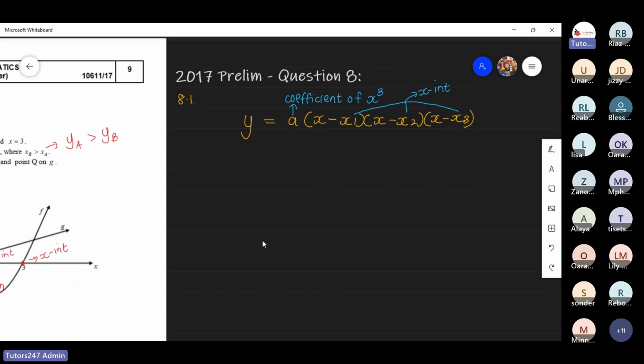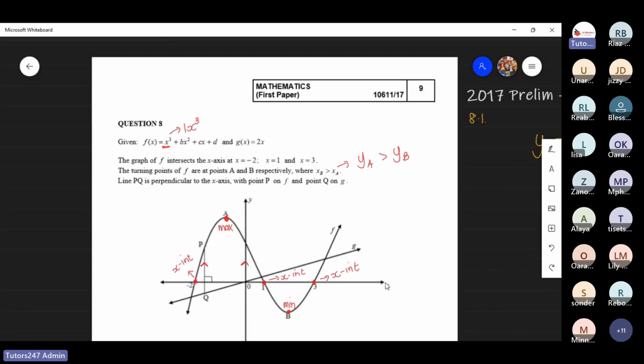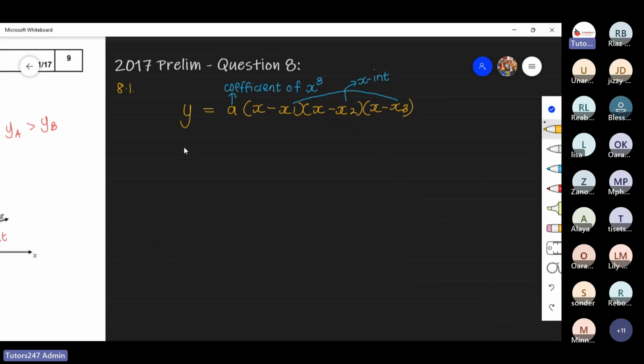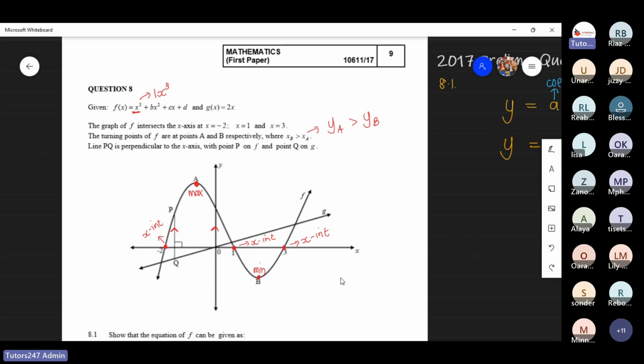So if we go back to our function, the very first statement, given f of x is equal to 1x cubed, we now have the value of a, because the coefficient of x cubed is 1. So we can now substitute a equals 1. So this is going to be y equals 1 times x. Let us have a look at x1, x2, and x3. What are their values? If you have a look, we've got x equals -2, 1, and 3. Those are our 3 x-intercepts.